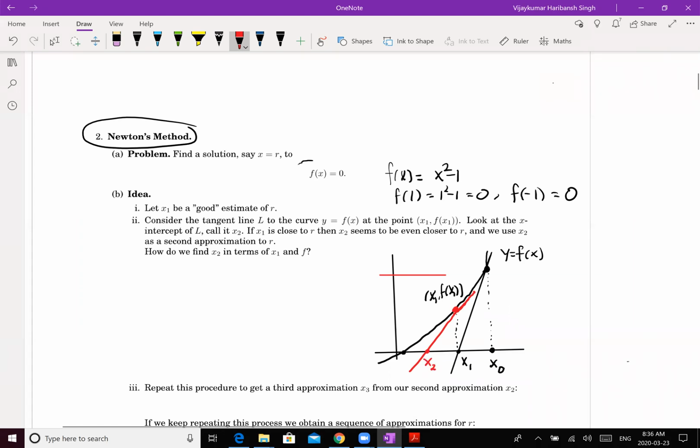And as you can see, x0, x1, x2 are getting slowly closer and closer. Then you again do this, and again you get closer to your solution, which is x. So this process is called Newton's method.